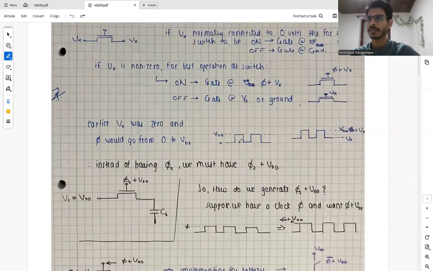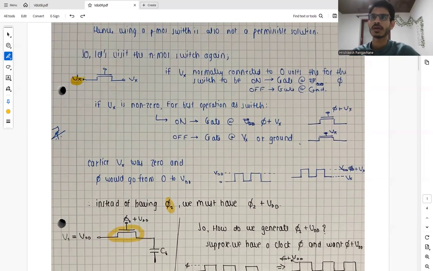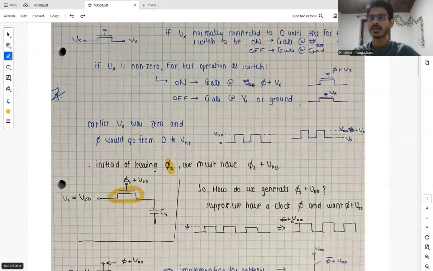So now we can say that instead of having phi 2 over here, we must have phi 2 plus VDD in order to implement an NMOS switch instead of a PMOS switch over here. We had VDD over here, right? So we can realize this Vx as any value, like it is a voltage, so we can realize this Vx as VDD also.